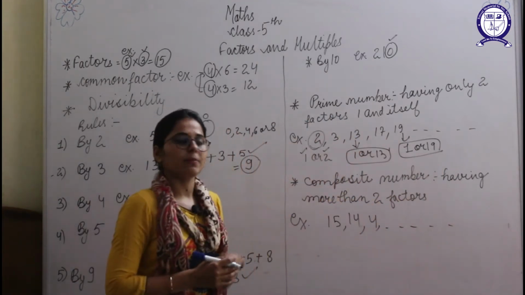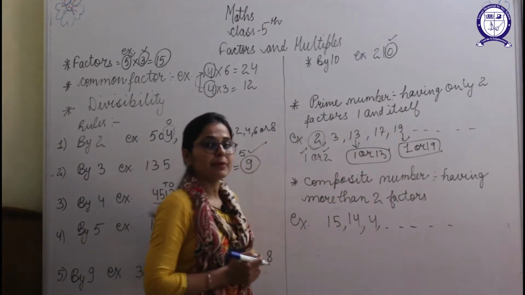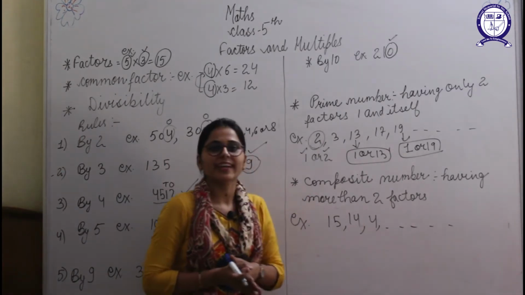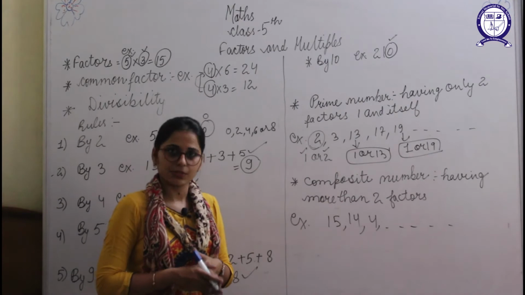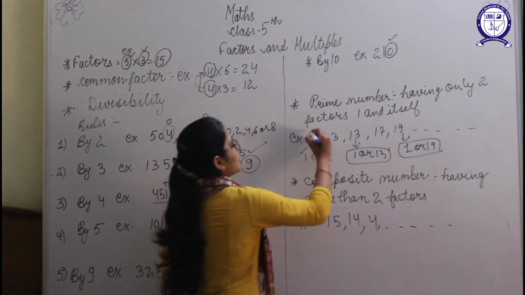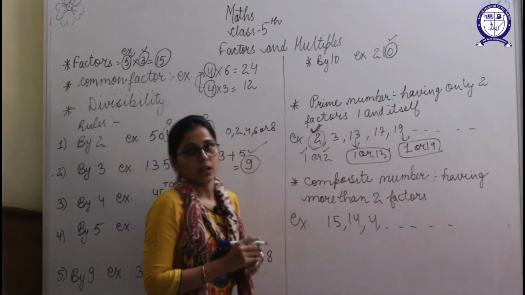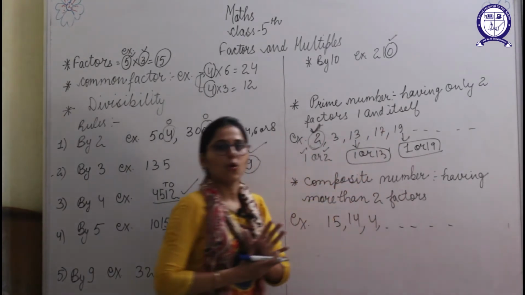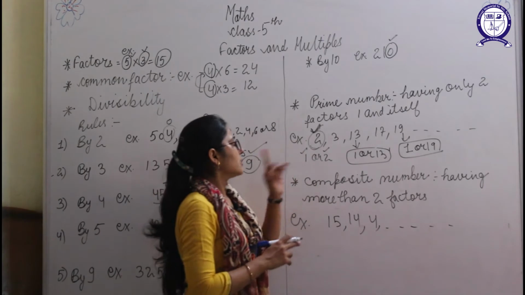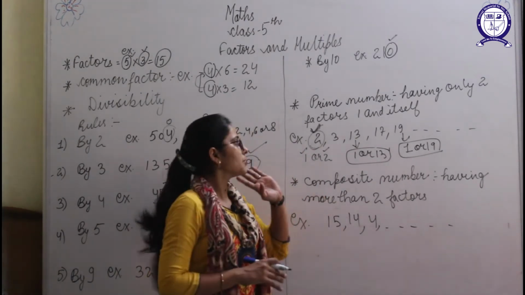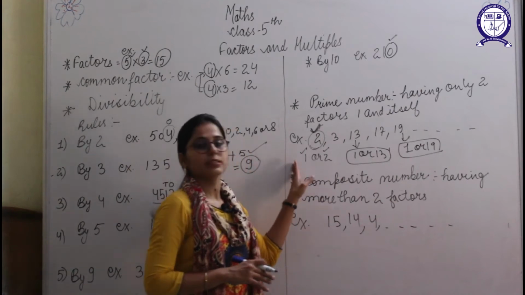Now composite numbers, the numbers opposite to prime numbers, meaning the numbers which have more than 2 factors are considered composite numbers. And among the prime numbers, 2 is the only even prime number, student. All other prime numbers are odd. So take care of this thing. 1 is neither prime nor composite, and 2 is the smallest even number that is prime.